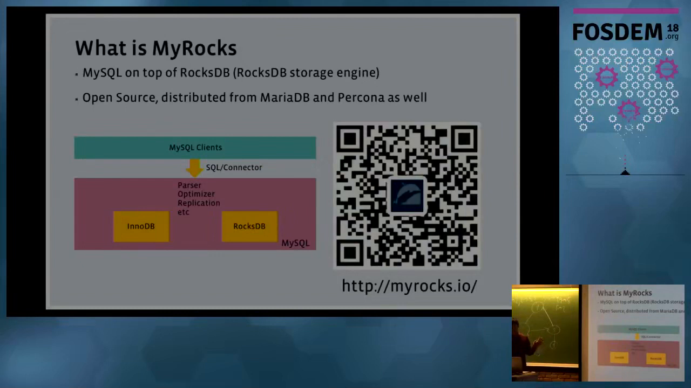We are heavy users of InnoDB compression. The purpose of developing MyRocks was using the RocksDB storage engine to replace InnoDB. So we created RocksDB as a storage engine, and then all of the existing MySQL clients can use the MySQL database without changing application code. Normally when migrating applications, migrating client code is very time consuming. So we focused on switching backend engines without changing applications. Everything is open source, published as an open source project, and it's distributed from MariaDB and Percona.